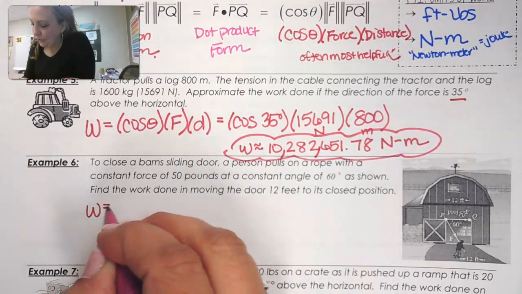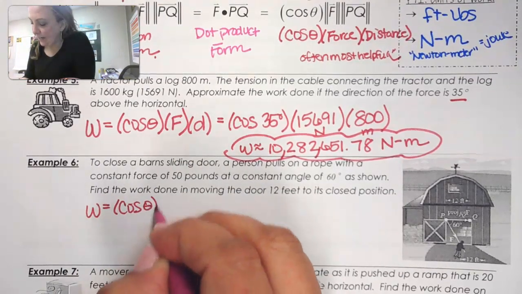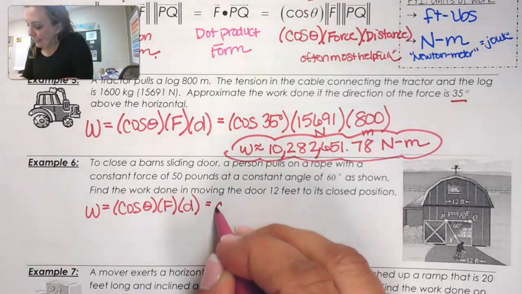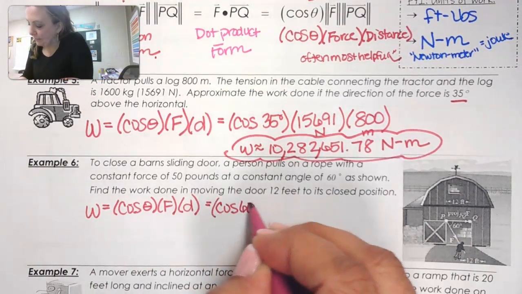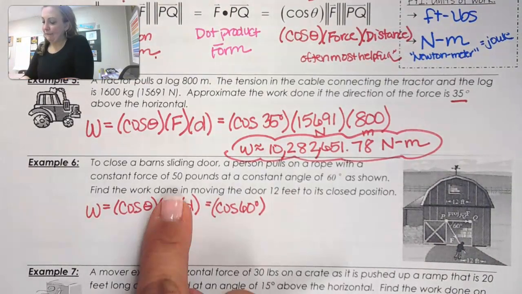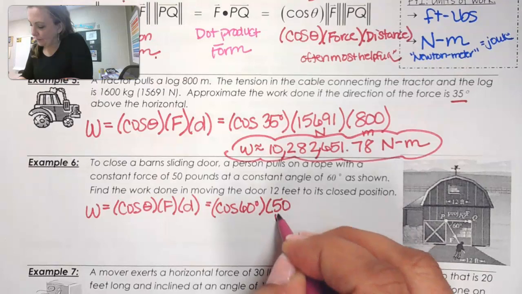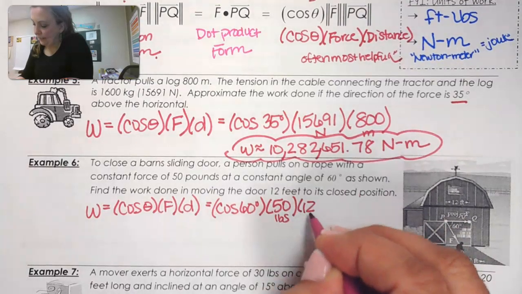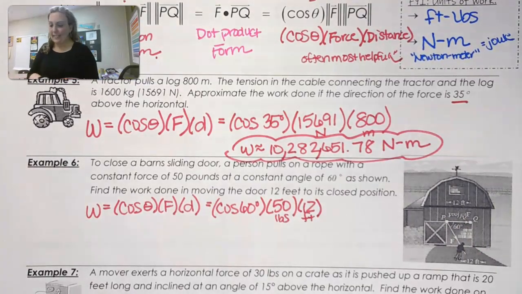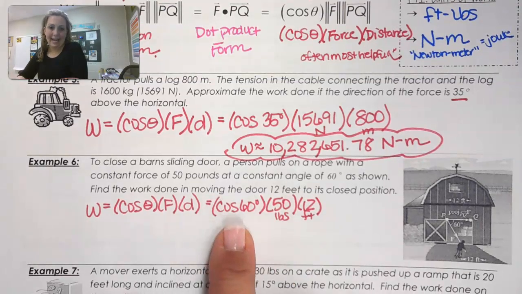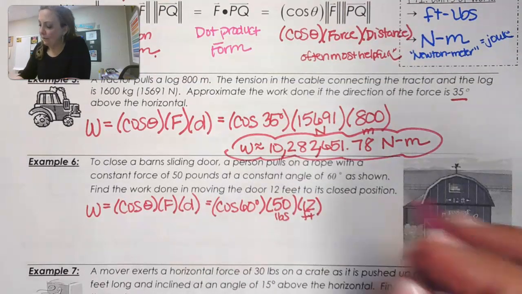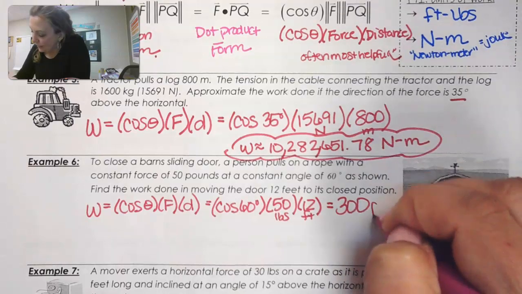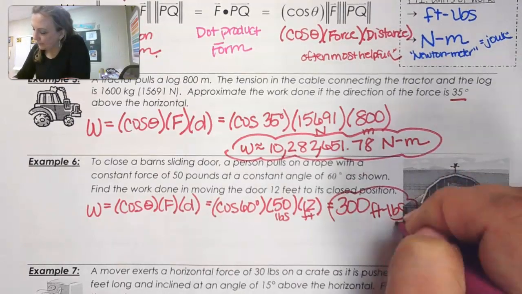So all we need to do here is take the cosine of theta times the force times the distance that we're moving it. We can see here that my theta is 60 degrees. The constant force is going to be 50 pounds. And we're moving it a distance of 12 feet. So we're just going to take the cosine of 60, which we know is 1/2, times 50 times 12. We multiply that together. That's going to give us 300. And the unit here is going to be foot-pounds.